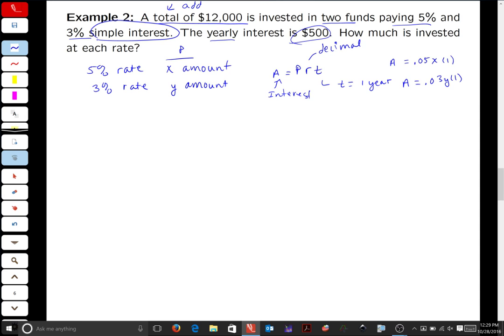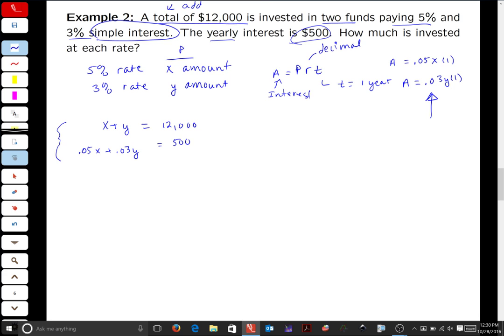So now I can set up my equations. x plus y, the amount at the 5% plus amount at 3%, has to be the total of $12,000. You guys see that? x plus y, the amount invested has to be 12,000, and the interest has to be 500. The interest comes from the sum of these two amounts over here, which is our 0.05x plus 0.03y. Here's my two equations, two unknowns. If they'd have just given that to us, we'd have solved it by now. But now we can solve it.